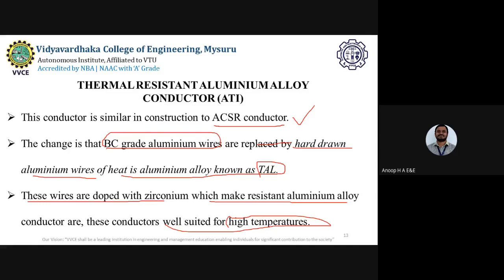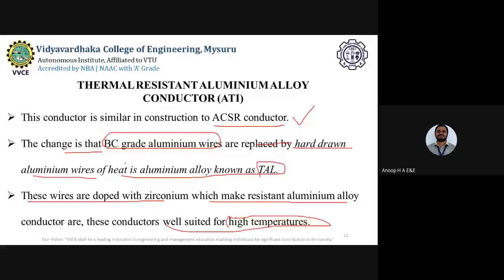The overall temperature will certainly be increasing there. So the change is that you'll be having the grading of the wires. Improving the grading of the wires is one important concept here. That is generally known as the aluminum alloy, or known as TAL.